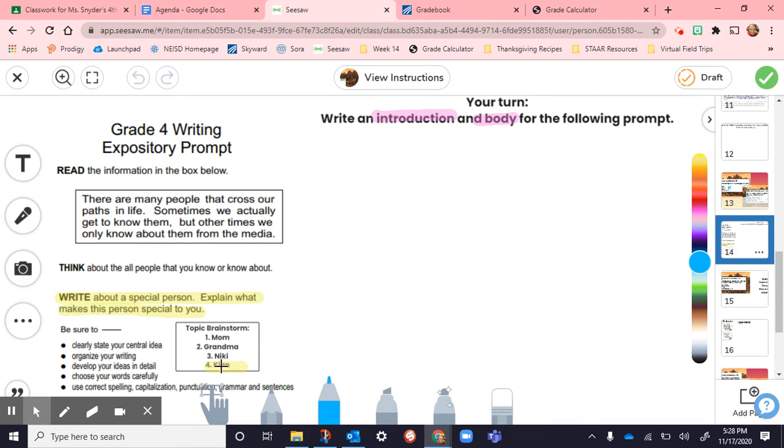So here we did a topic brainstorm where we brainstormed 4 different people. We picked one, and that's going to be the one that we write about. That is our special person.